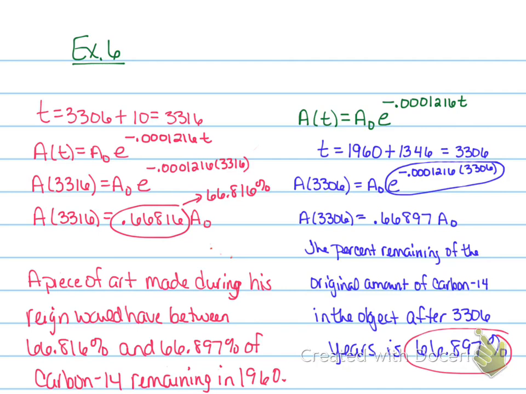So what we did there was we found the percentage, like I said, over here at the end of his reign. So when he died, how much should have been left? We found over here at the very beginning of his reign. And so the question was how much if it was made during his reign. So it has to be in between those two numbers.